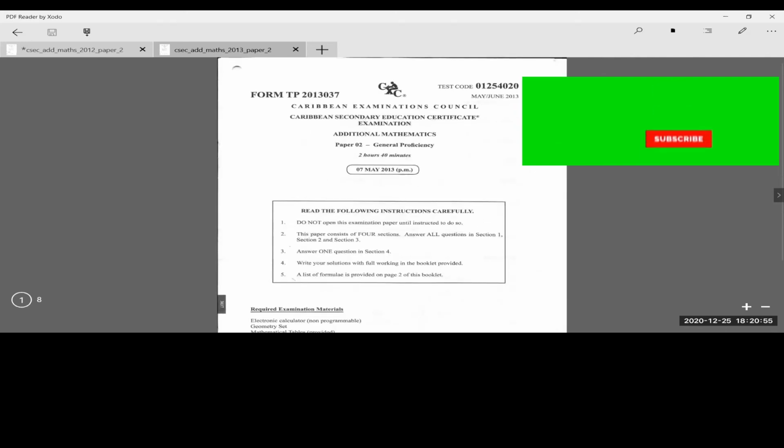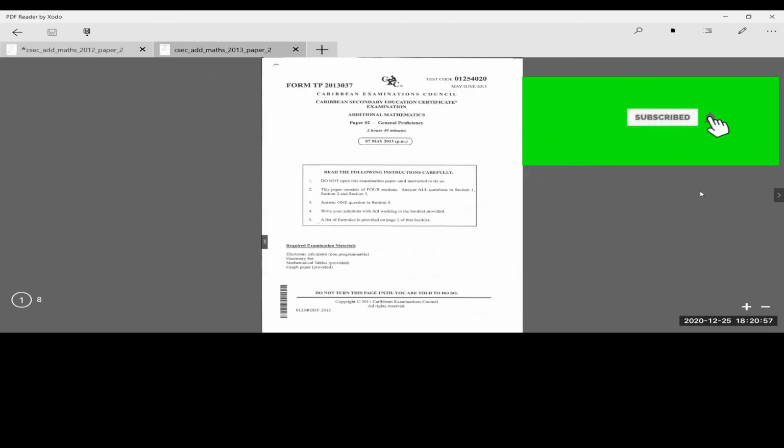2013 ADMAC paper. And as you can see, you have 2 hours and 40 minutes to do the ADMAC paper. It's 4 sections. You do everything from section 1 to 3, and then when you get to section 4, you choose one question. Section 4 is statistics, which is the best topic in mathematics, as well as kinematics, which is motion in a straight line. So, you go ahead and you do what you want to do. So let's get started on this paper.